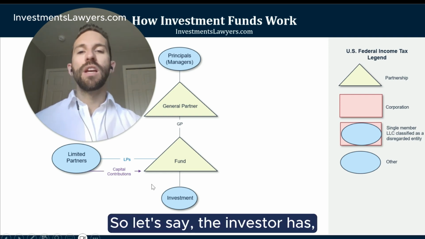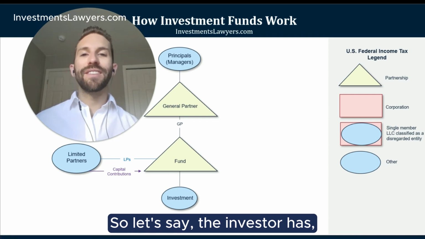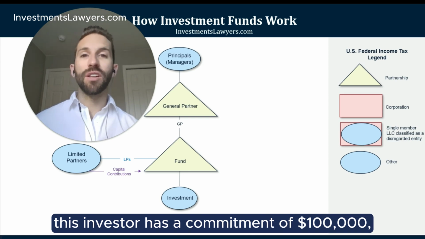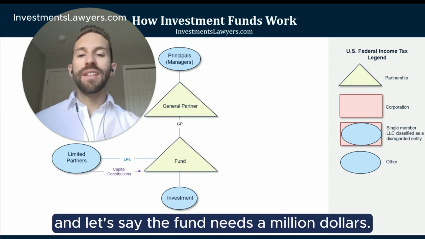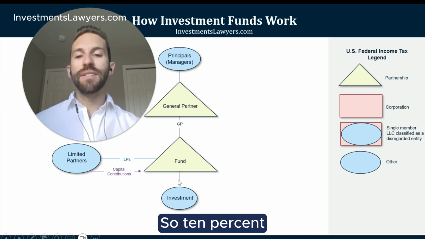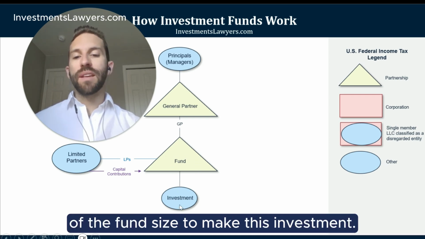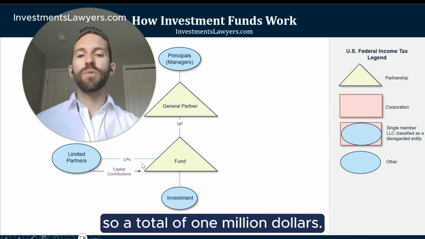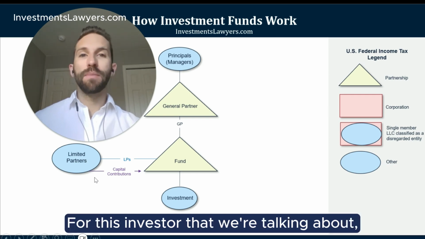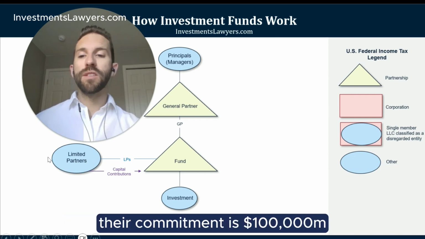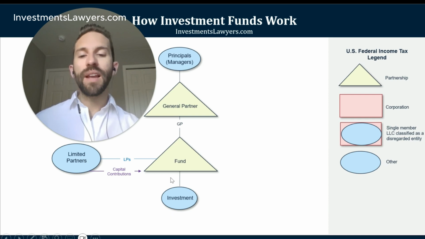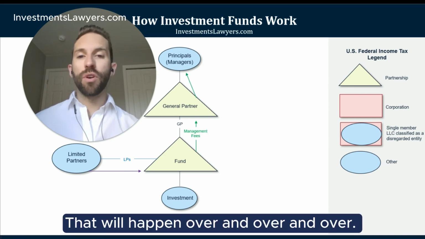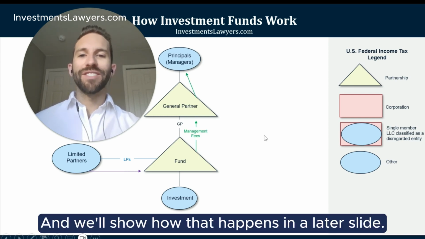So let's say the fund size is $10 million. This investor has a commitment of $100,000. And let's say the fund needs $1 million, so 10% of the fund size, to make this investment. They'll call 10% of the capital from the limited partners, so a total of $1 million. For this investor that we're talking about, their commitment is $100,000, so they'll send in $10,000. And then the fund will make that investment. And that will happen over and over and over. And we'll show how that happens in a later slide.